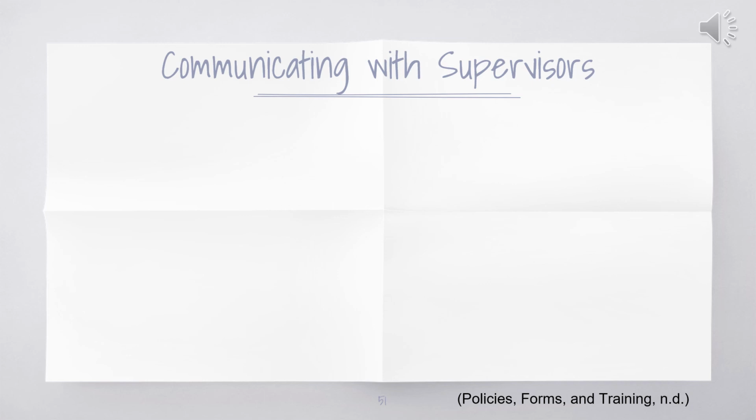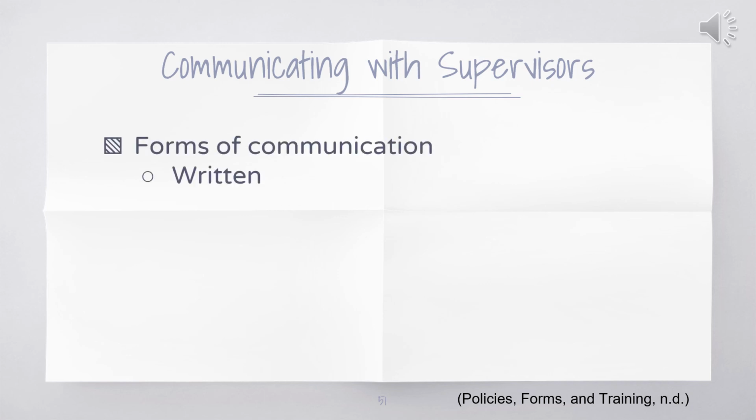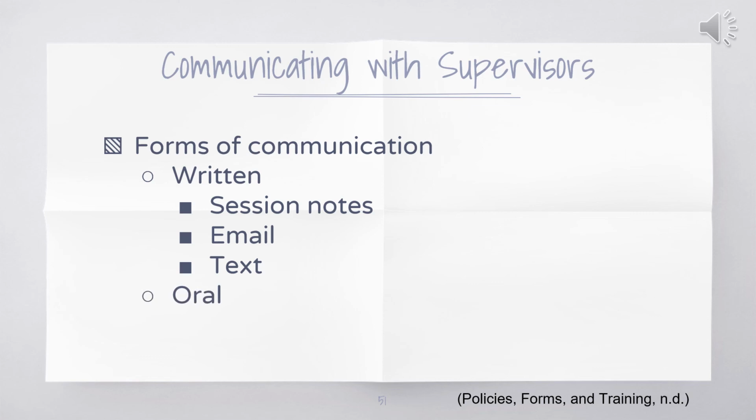Communication can occur through a variety of forms. These can include written forms, such as session notes, email, or through text messages, or oral forms, which could include in person or through the phone. All communication, regardless of the way it is, must be accurate and appropriate.